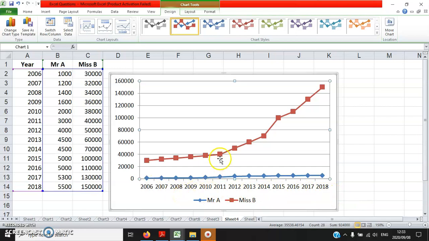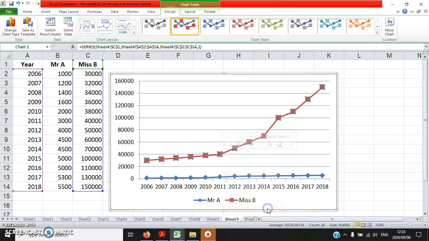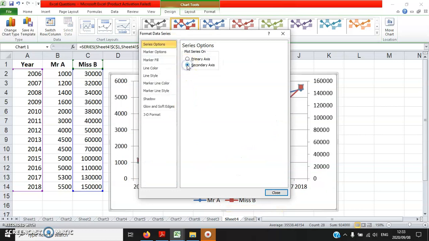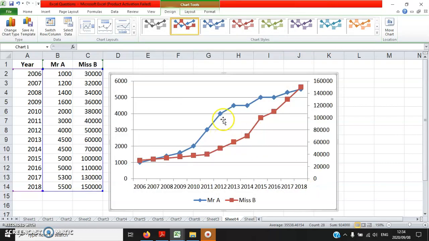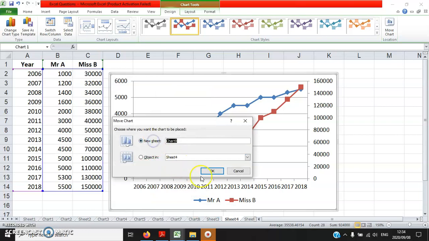Okay, I think we should have a secondary y-axis. So right-click anywhere on the second line chart or Miss B's line chart, right-click anywhere. Format data series. There should be an option. Yes, secondary y-axis. Close. And now you can see it is now much easier to interpret the earnings trends of both people. And then right-click, move chart, new sheet.